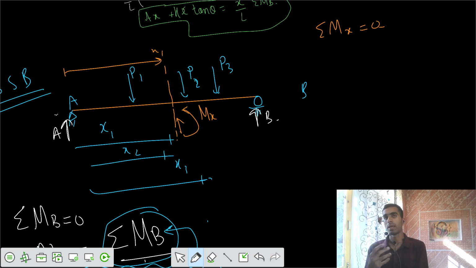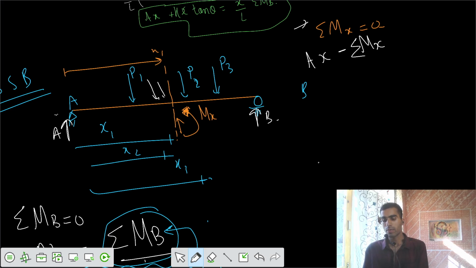There might be some moment at any x. So this is the difference here. If I take that section, I would say, what is the moment at any x? If I write the summation of moments about that section equals 0, I would say I have A into some length x, and there is some moment contributed by some loads P1, P2, P3, because I take any section, a general section. So there might be some general moments because of those loads.